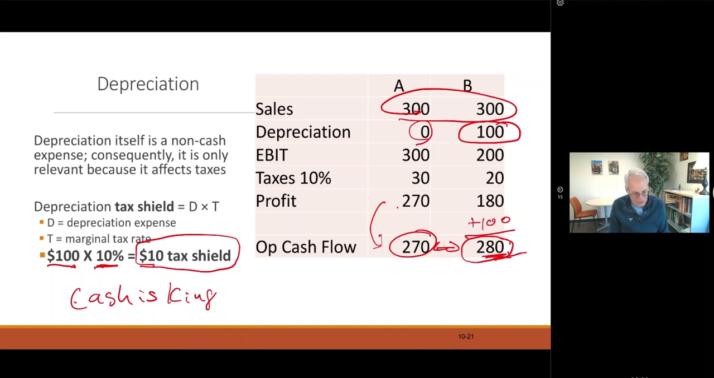Okay? Tax shield. So it means that by having this $100 here, we were able to get an extra $10 in our cash. Why did that happen? Because notice what happened with our taxes. Taxes 30 compared to 20. So by having depreciation, that raised our expenses, lowered our profit, so we don't have to pay as much income tax. Income tax went down because we had more expenses. But we didn't have to pay those expenses, so that was good.